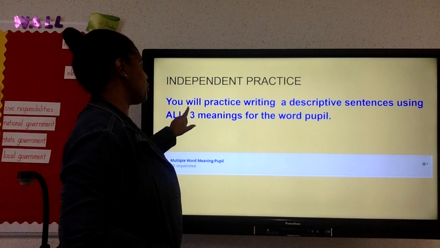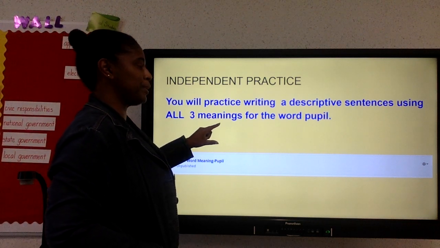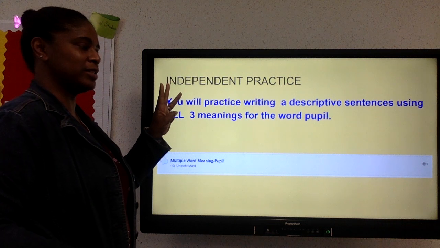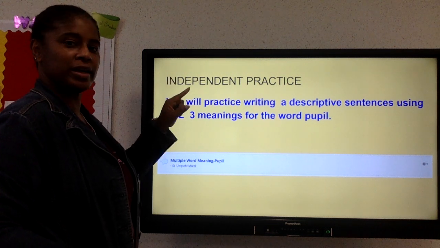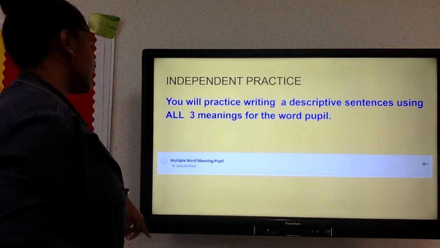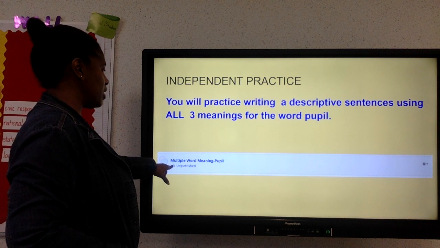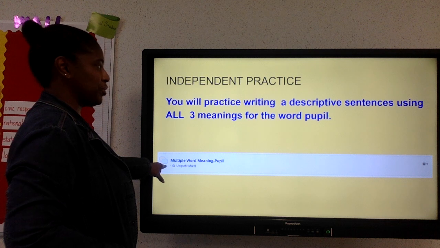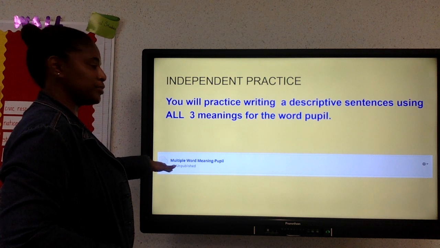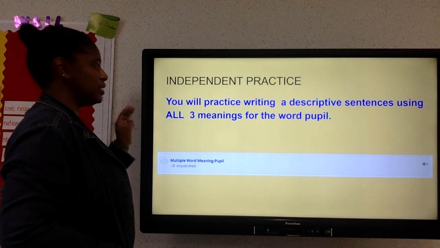You're going to use all three meanings for the word pupil. So think of three sentences using all three examples that we learned. Head back to your Schoology page. This is what your discussion thread will look like. Here, you're going to insert your three sentences.